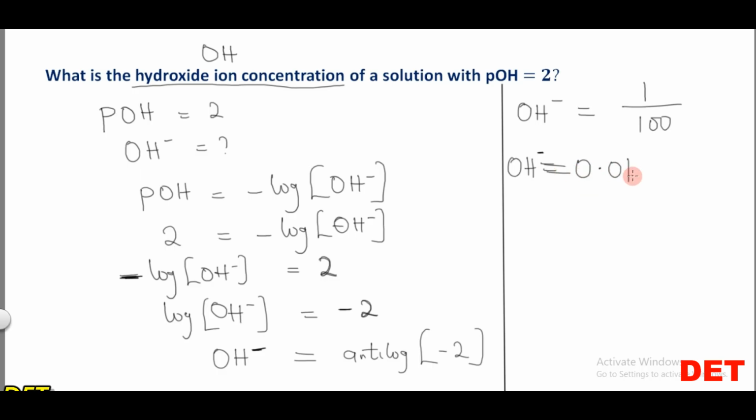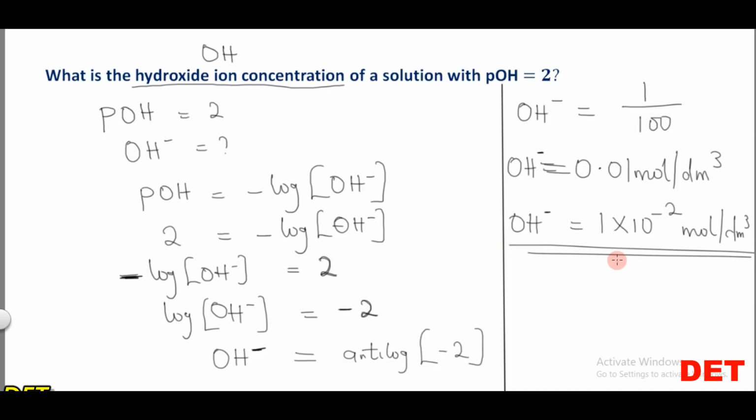So my hydroxide ion concentration is equal to 0.01 mole per dm cubed. This can also be written as 1 times 10 raised to the power of minus 2 mole per dm cubed. So this is the answer to this question.